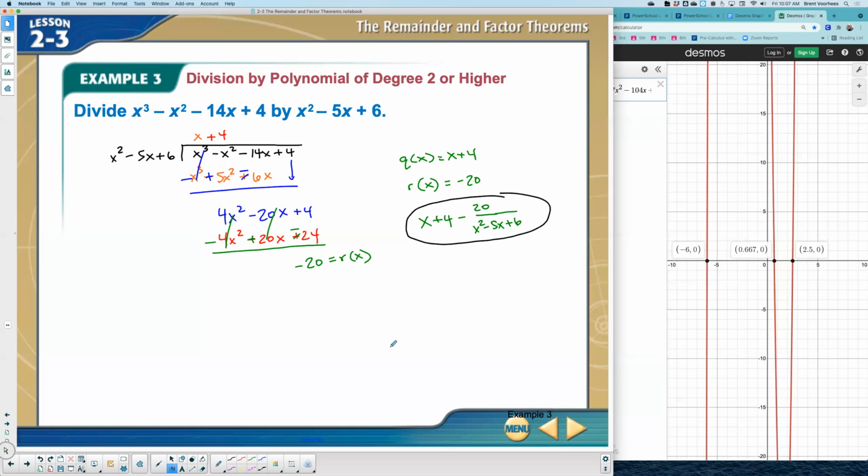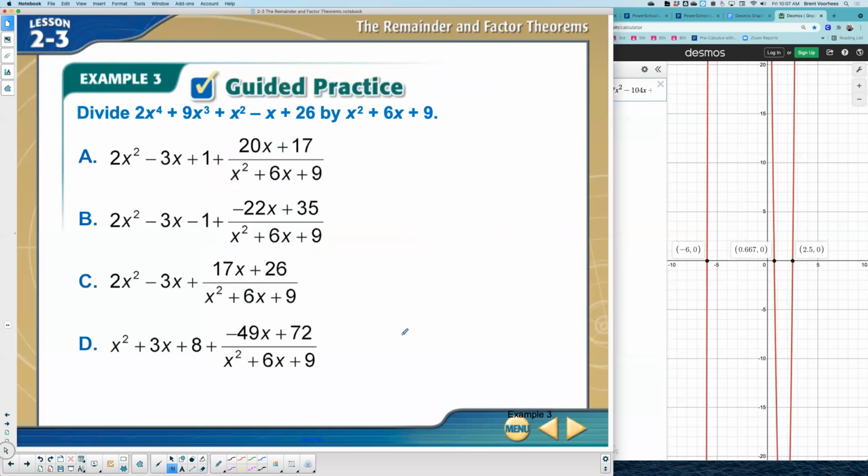Which takes us to our third DOL. I'll let you divide this one now.